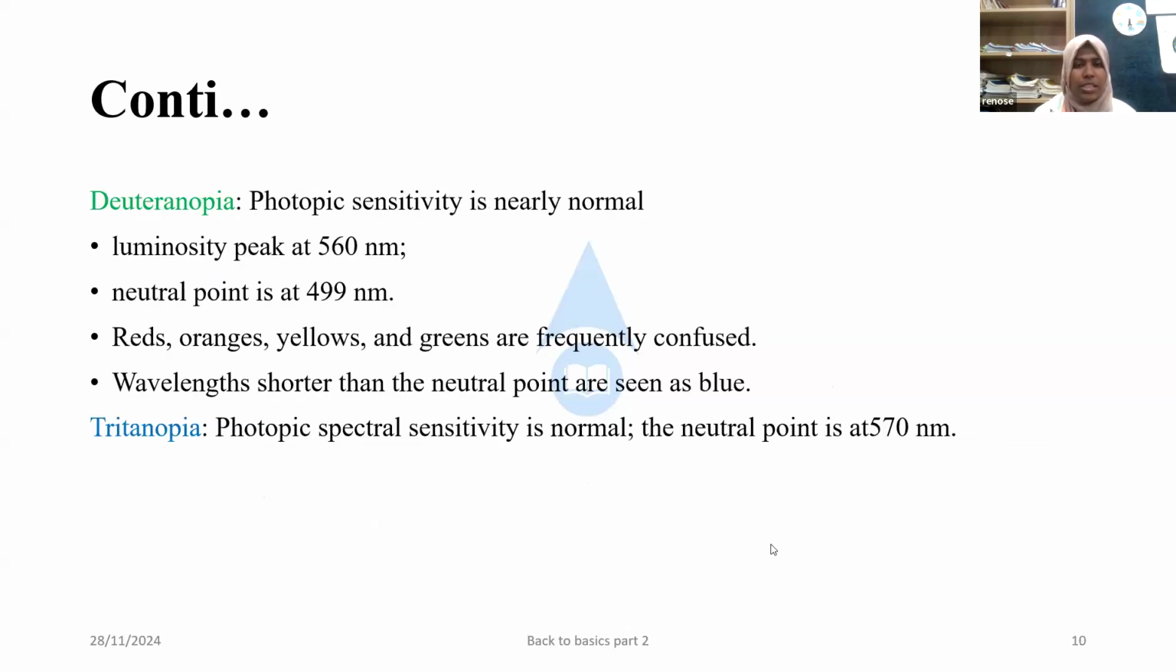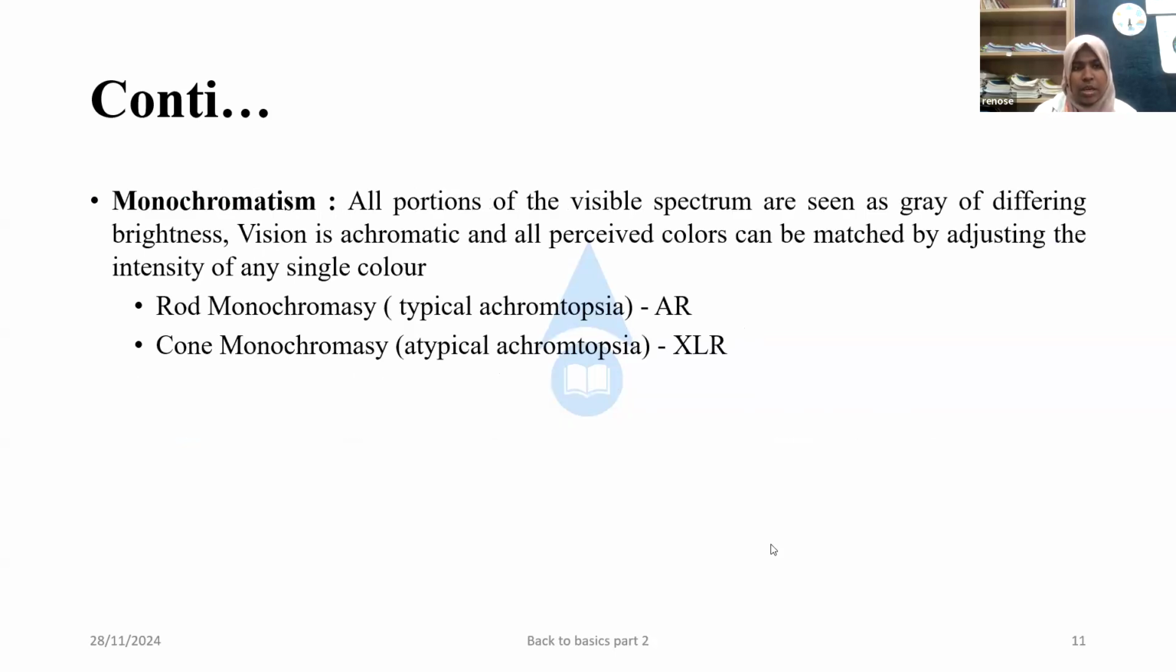Deuteranopia, photopic sensitivity is nearly normal. Luminosity peak at 560 nanometers. Neutral point is at 599 nanometers. Red, orange, yellow, and green are frequently confused. Wavelengths shorter than the neutral point are seen as blue. Tritanopia, photopic spectral sensitivity is normal. The neutral point is at 570 nanometers.